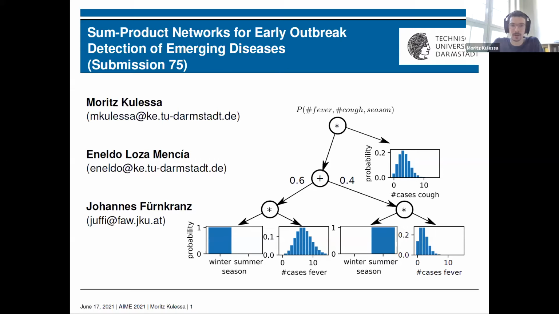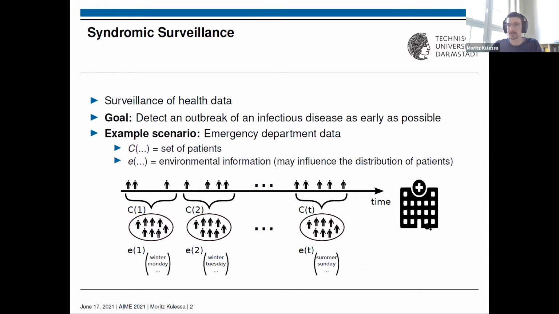approach for early outbreak detection of emerging diseases based on sum-product networks. So first of all, outbreak detection can be seen from the perspective of syndromic surveillance, in which we monitor health data in order to detect outbreaks of infectious diseases early on. This is important to apply control measures which can prevent the further spread of the disease.